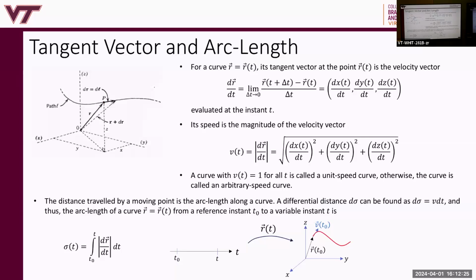So the definition of a derivative is r of t plus delta t minus r of t divided by delta t, right? You know that the derivative of, let's say, df/dx is equal to the limit as h goes to 0 of f of x plus h minus f of x divided by h, right? So it's the same exact definition, but now for vectors.